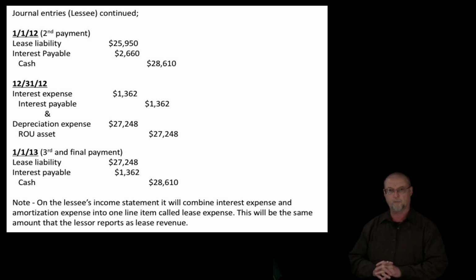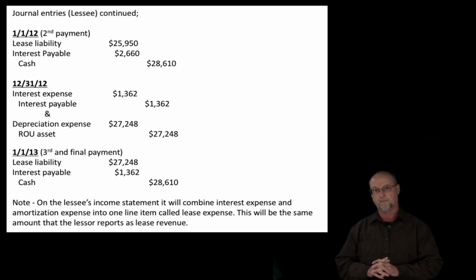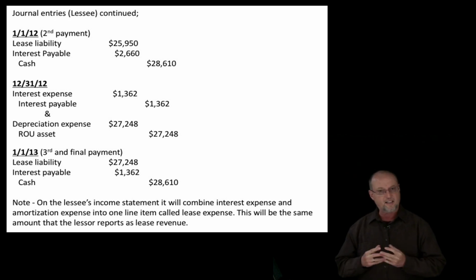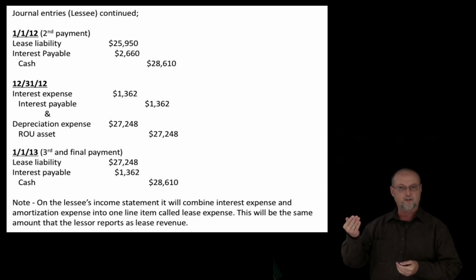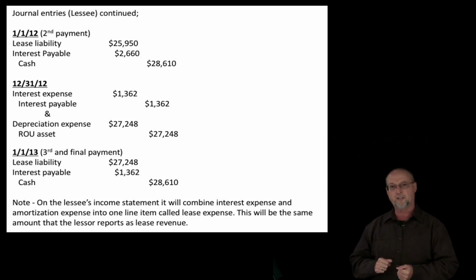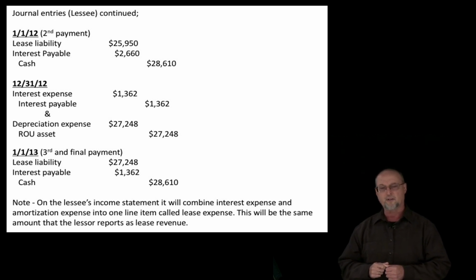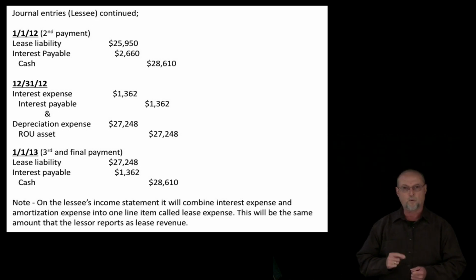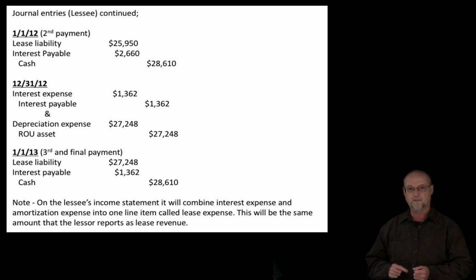Now, this is important. For reporting purposes, the lessee only reports one line item on the income statement, and that's lease expense. How do they get that number? They add the interest expense plus the depreciation for each year, and they call that lease expense on the income statement. And that number, as I said earlier, will be the same dollar amount that the lessor records as lease revenue. So now we're going to look at the journal entries for the lessor.